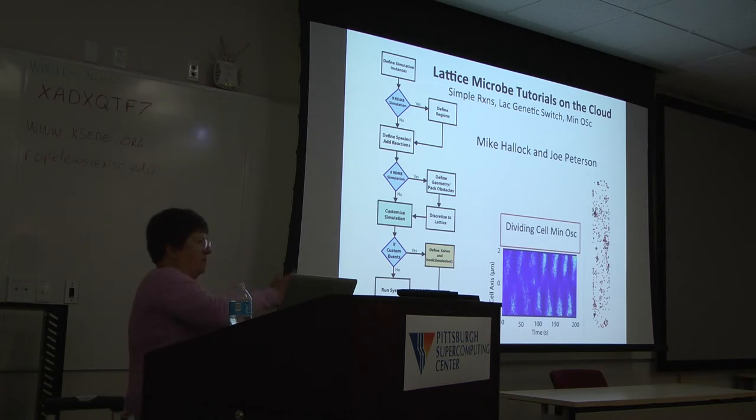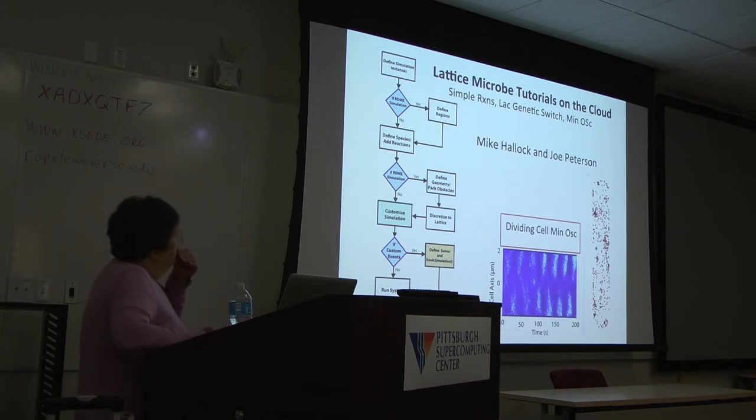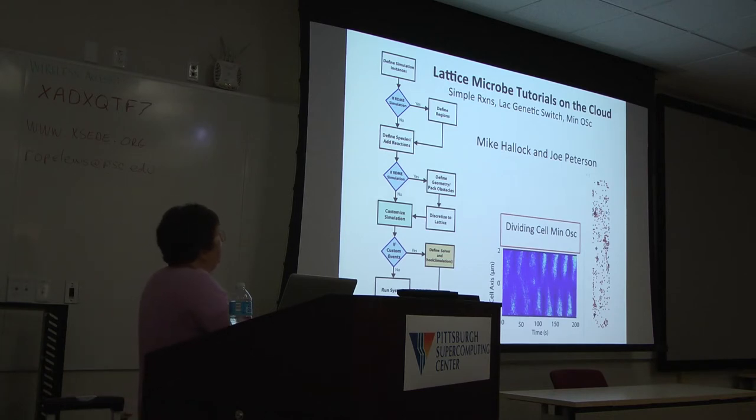We did this back in Urbana, and now you all can just run it, which is really a very cool thing. So we'll go through some of the exercises, some simple A plus B gives you C types of reaction, solve them with standard ordinary differential equations like you would do in your college classes. Everything's nice and smooth, and we'll solve it stochastically so you can see the fluctuations that can occur.